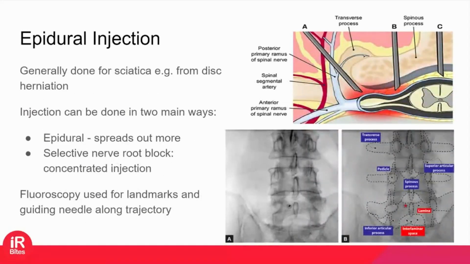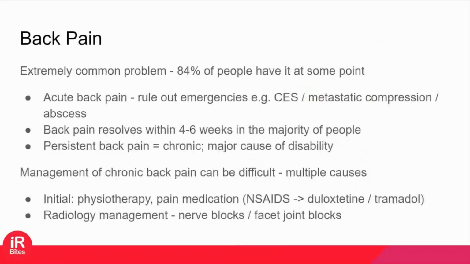If you look at patients who present with back pain to GPs, they resolve within 4 to 6 weeks in the vast majority of patients. So most patients will come in, have red flags excluded, and just have conservative management for 4 to 6 weeks. But persistent back pain is a major cause of disability. Chronic is 3 months or more as a definition, and that's where you call it chronic back pain. It's very tricky to solve because, again, initially it's pain management and physiotherapy, but there aren't many options, and radiology is involved in some of the non-surgical options for these patients.